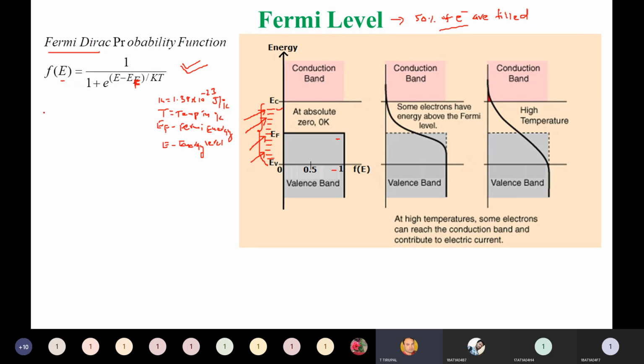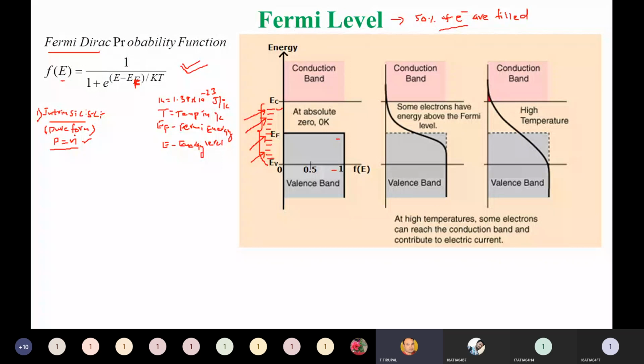So for example, let us apply this formula for both intrinsic and extrinsic semiconductors. Suppose I apply this for intrinsic semiconductors. What is an intrinsic semiconductor? A pure form of semiconductor is called an intrinsic semiconductor. Here both holes and electrons are equal. Holes are given by P, electrons are given by N. So the concentration of holes is equal to the concentration of electrons in an intrinsic semiconductor. So it is called a pure form of semiconductor.